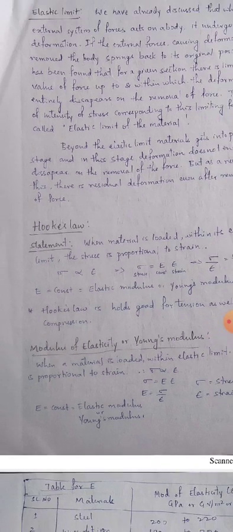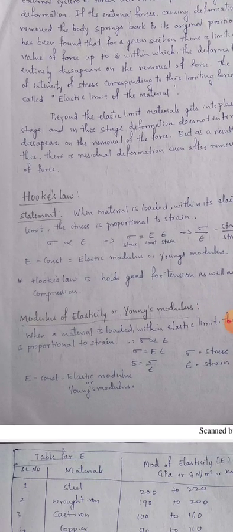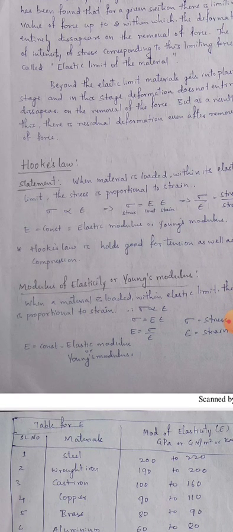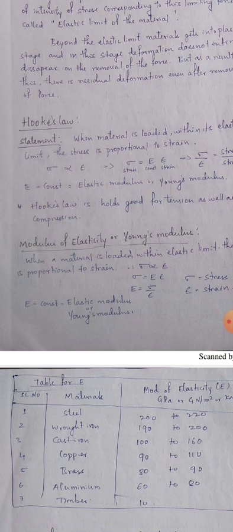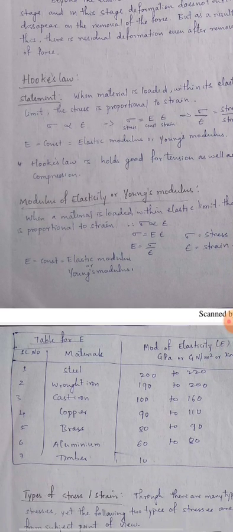Therefore, Hooke's law holds good for both tension and compression. Tension is considered as positive and compression is considered as negative. Therefore, the modulus of elasticity or Young's modulus, according to Hooke's law, E equals sigma by epsilon. And this modulus of elasticity is measured in Newton per mm square or gigapascal or giganewton per meter square. These values are different for different types of material.